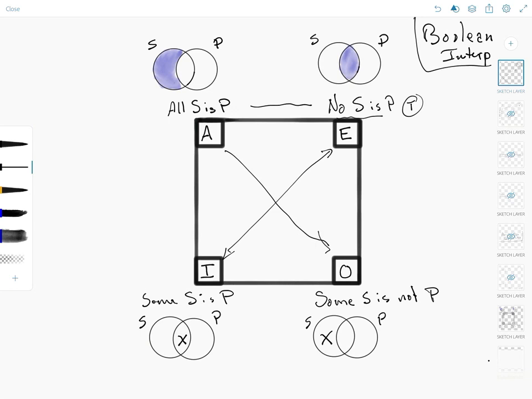And under what conditions are they true? Under the condition that there are no S's at all. So let's think of a practical example of this. All unicorns make good pets. No unicorns make good pets. Both of those two propositions could be said to be true for the simple reason that there are no unicorns.